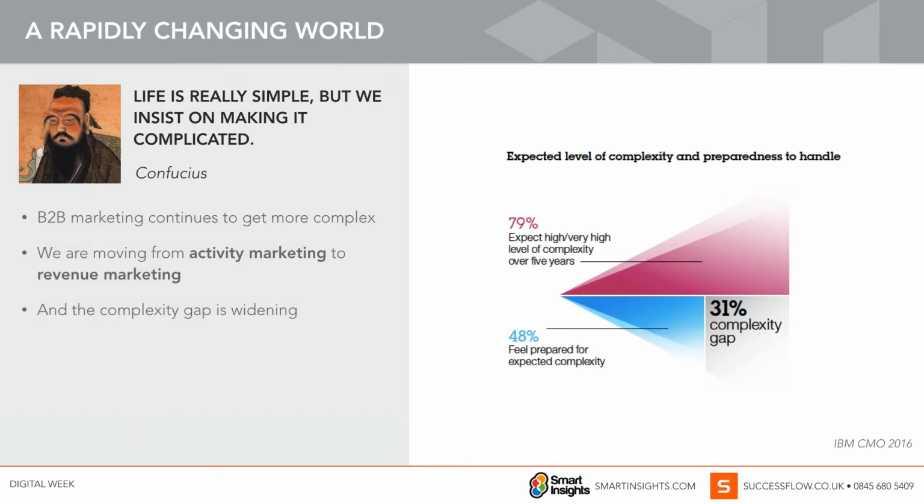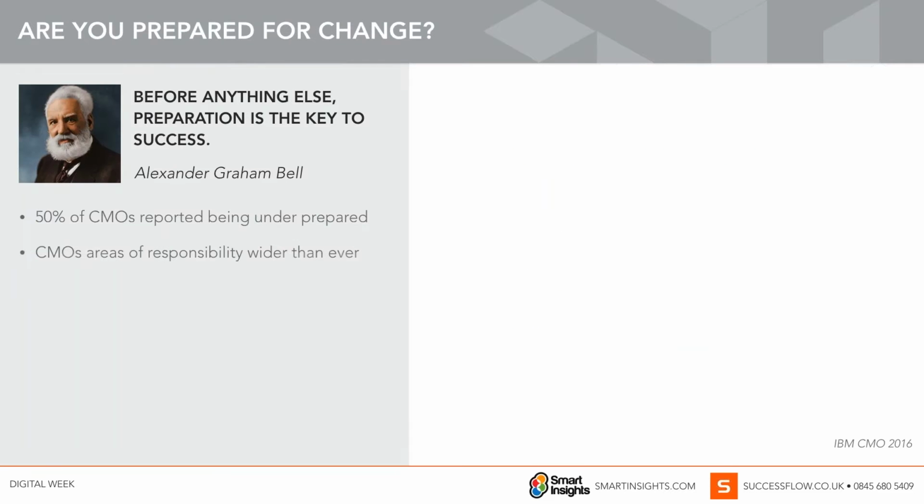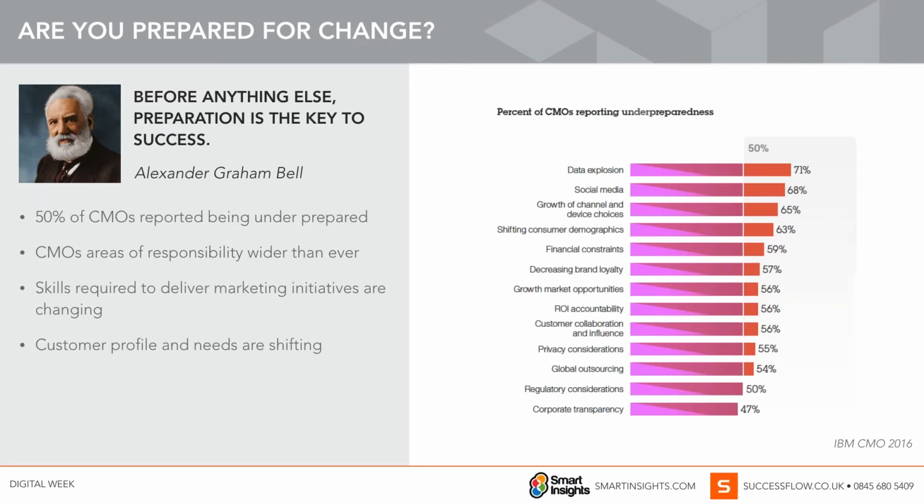As we can see from this IBM survey earlier this year, the complexity gap has massively widened. The things that we used to be able to deliver have absolutely grown, and therefore the skills required have increased as well. Not only is that what we've got to look at from a marketing point of view, we've also got to take into account the fact that customer behavior has also changed. So are you prepared for change? In a recent survey, it was noted that over 50% of CMOs were underprepared. They just hadn't really thought about everything that was going on.